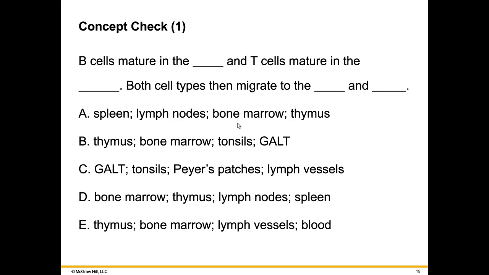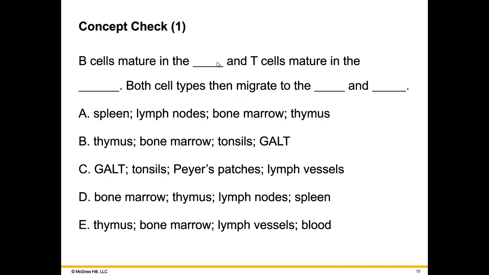I changed my mind. We'll go back to this slide and do it. So this is just a little concept check to make sure we're all on the same page. B cells mature in the blank and T cells mature in the blank, and then both cells migrate to the blank and blank.